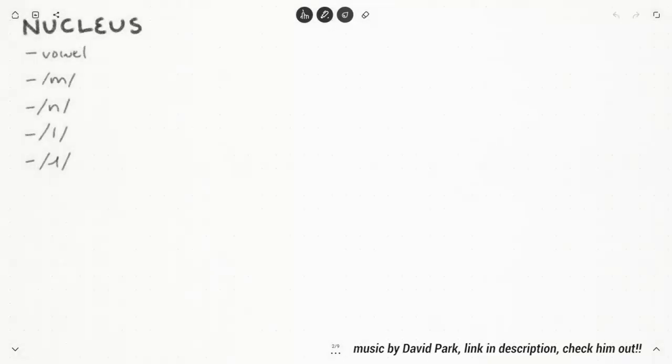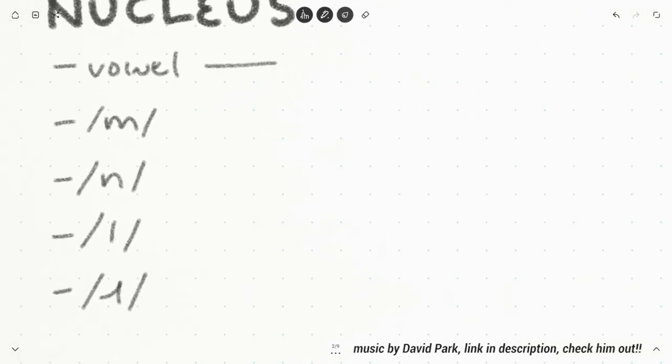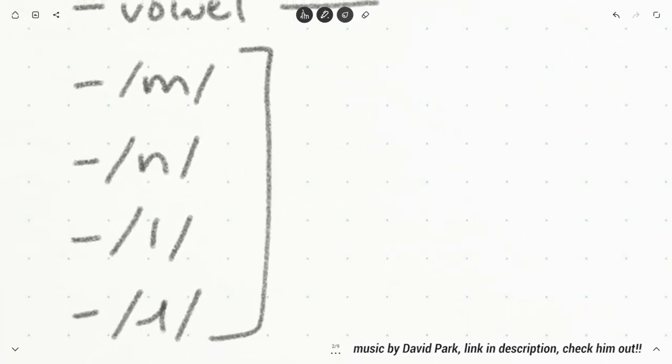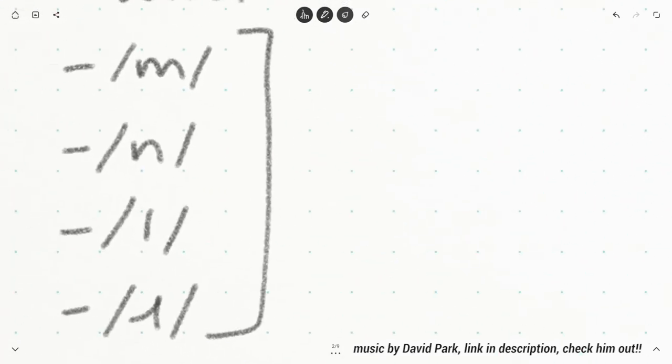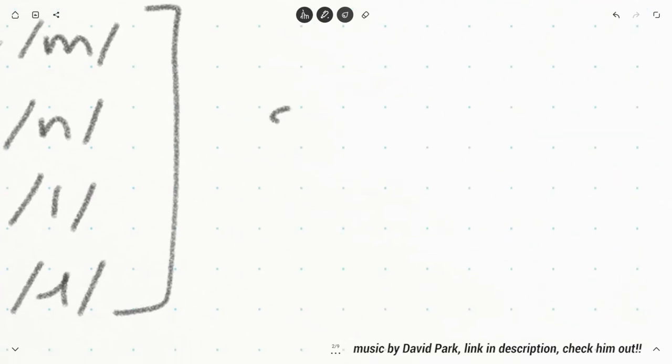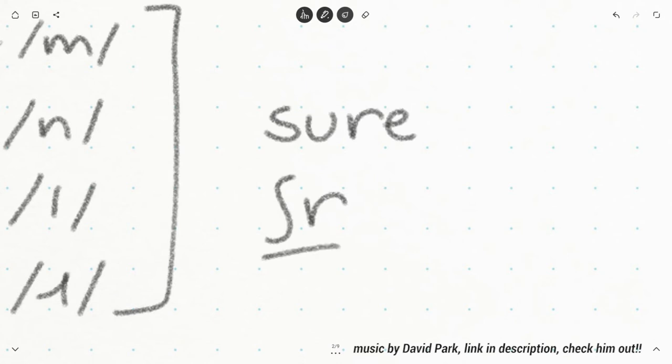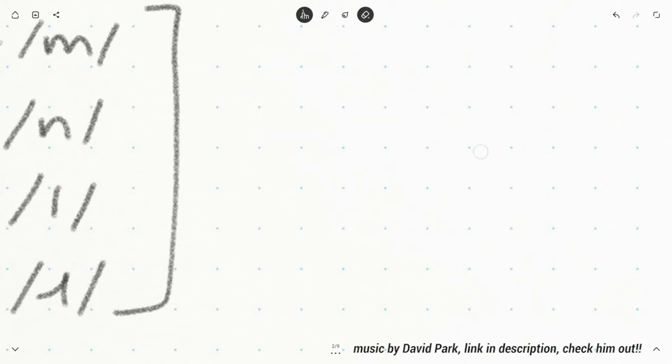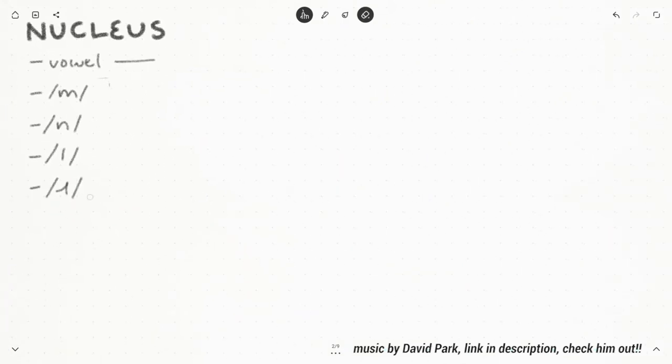So if we go over to the nucleus, it's much more simple. We have vowels, and then these are all consonants that can be used as the nucleus. These are called syllabic consonants. I'm gonna try to think of an example. Oh, what about the word sure, right? Because there's not actually a vowel here. You have sh plus an er, sure, right? So this is the syllabic r. So yeah, basically any of these will work. That's easy to figure out.